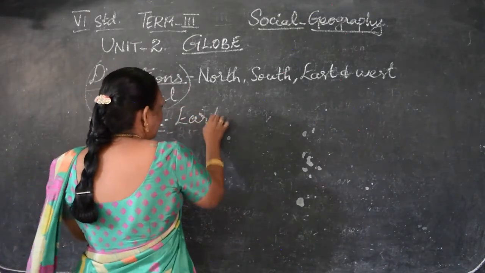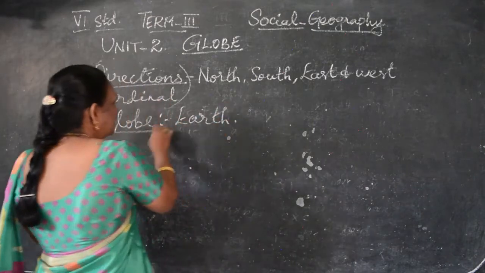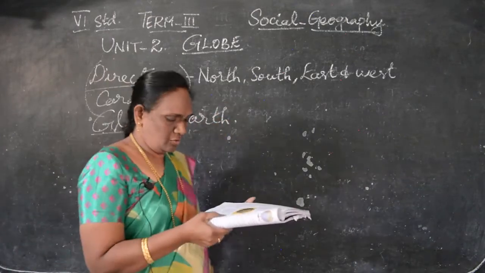So the model of the planet earth, what is it called? It is called globe.